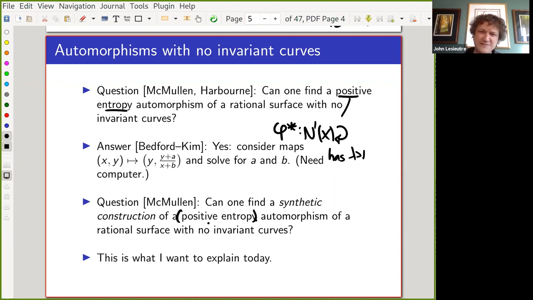Comparing it to, we have the advantage of already knowing that these things exist. So it helps to have this Bedford-Kim example in the background. But this one I think is still interesting because it has some quite different properties from the Bedford-Kim example.